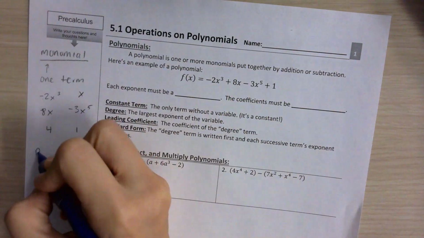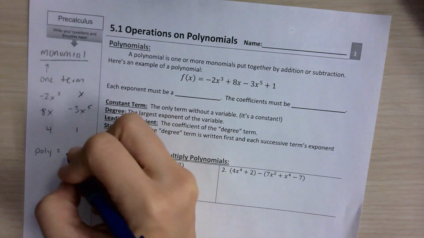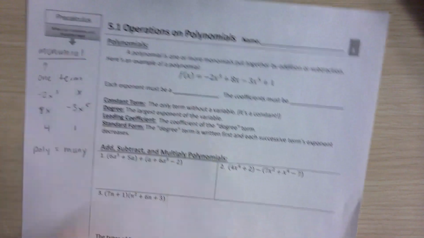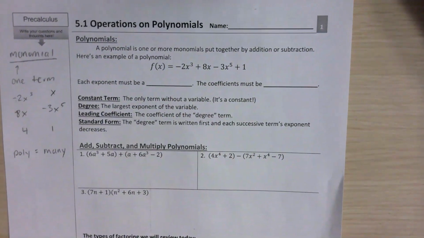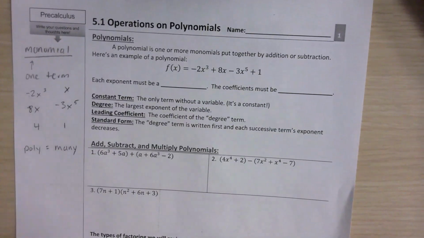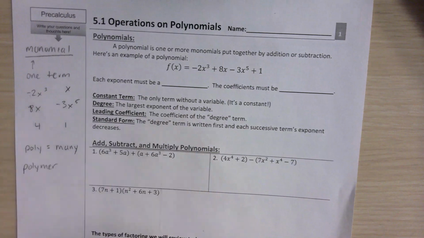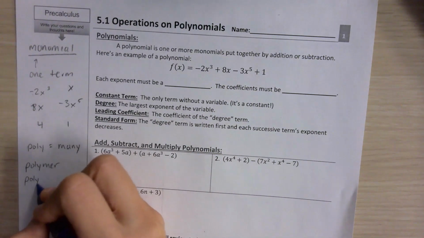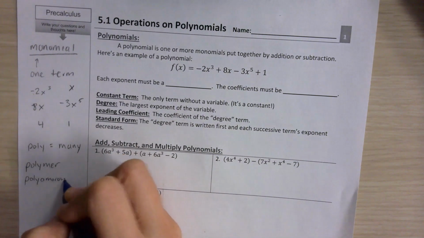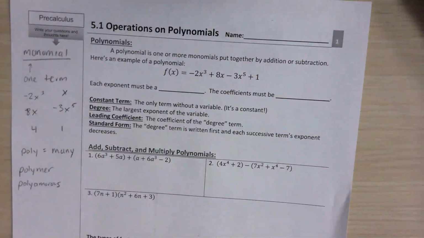Poly means many. So if you ever forget, just think of a polymer. It's like a mix of different materials, like polyamorous, right? When people are dating multiple people, right?